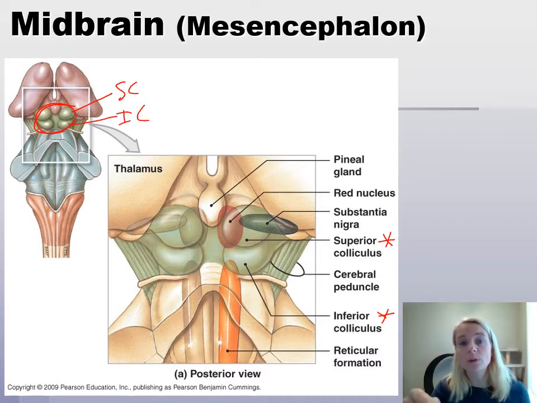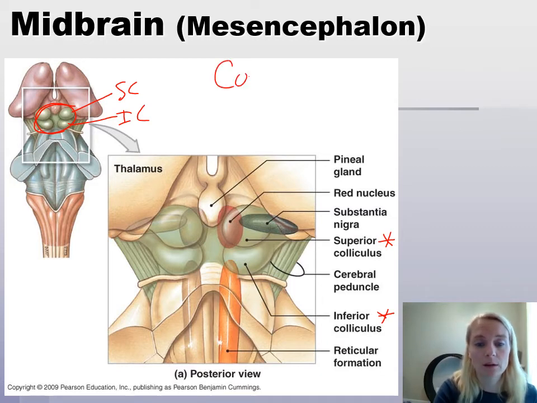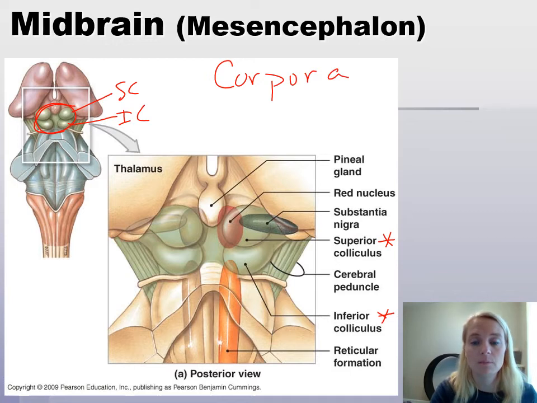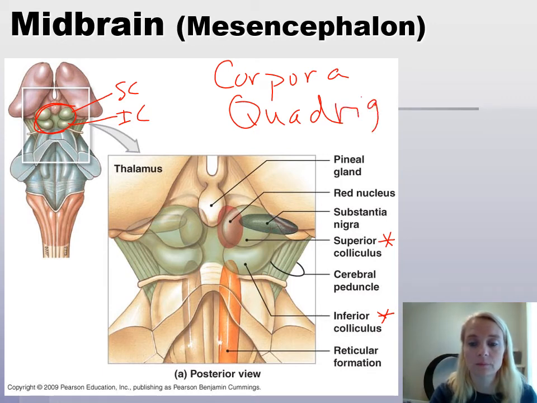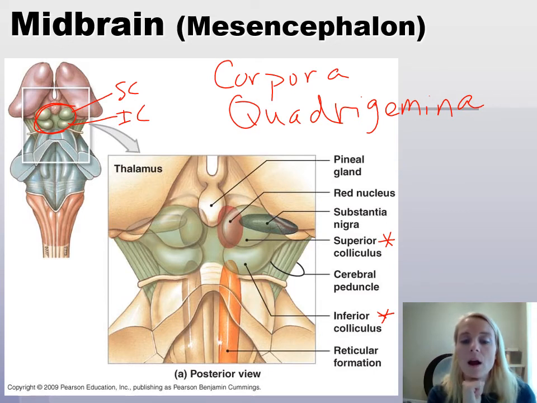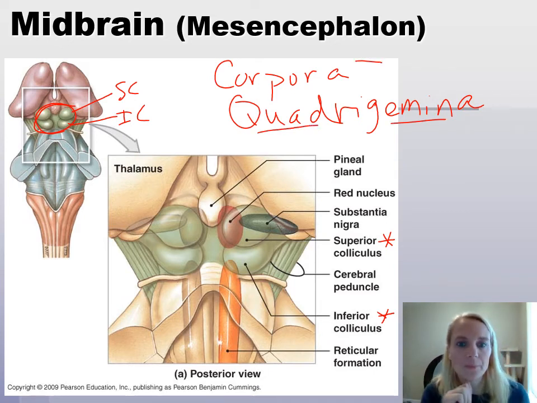Again, those are also really good landmarks because they're really obvious. Those 4 bumps on the back side of the brain sitting just above the cerebellum are what we call the corpora quadrigemina. Corpora means body. Quad means 4. Corpora quadrigemina is a body of 4 bodies. So that might be helpful in you remembering it.